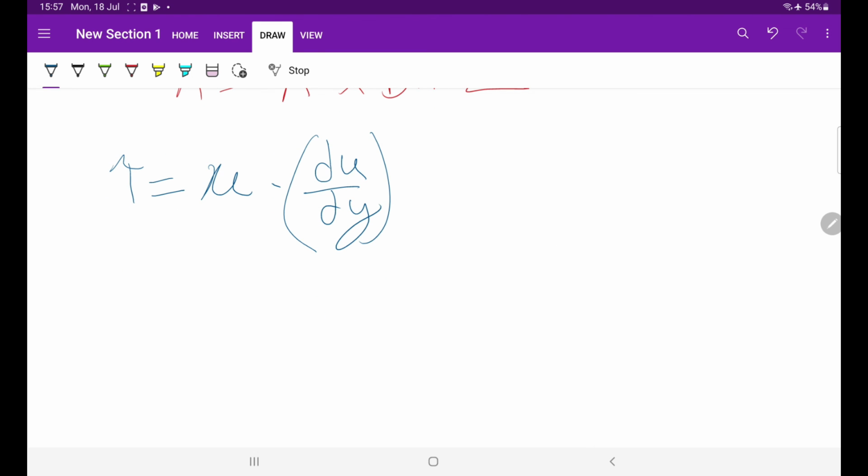So now tau is equals to mu. Mu is 0.5 Newton second per meter square. Okay, Newton second per meter square, into du by dy.